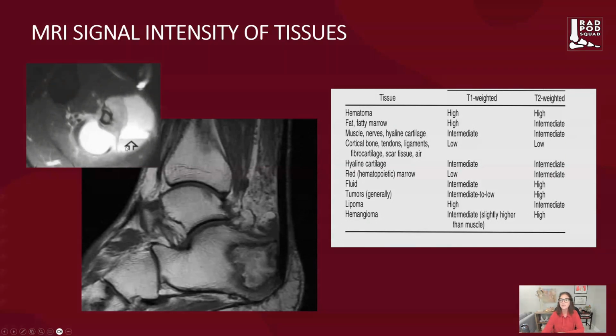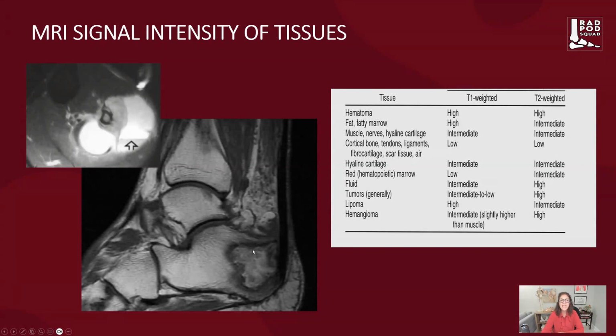When we're looking even at the morphology, we can see that on this fluid sensitive sequence, we have quite a bit of elevated T2 signal, but also that there's a layering portion of this. So fluid levels, another clue that we might be dealing with a lesion such as an aneurysmal bone cyst or a sequestrum or some type of blood layering products.